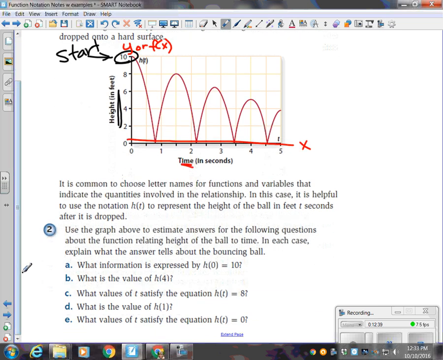It's common to choose letter names for functions and variables that indicate the quantities involved. So that's why this time they're using H parentheses T. What does that mean? Height, and let's read this. Height is a function of time. I cannot tell you how high the ball is until you tell me how long it's been bouncing. Okay? So I'm going to measure out the time in seconds, and then we're going to figure out what height it was. All right, let's use the graph above.